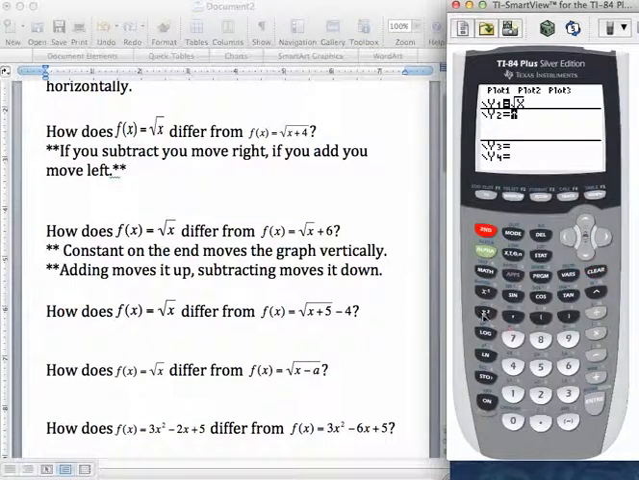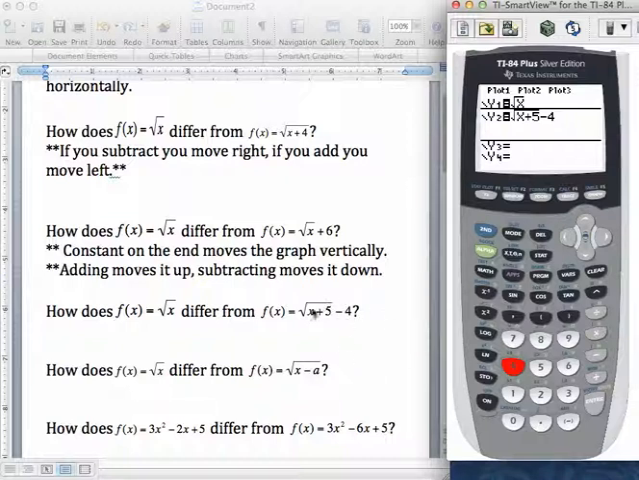So the square root of x plus 5, and then we move over, and then I put minus 4. Without even graphing, let's say I didn't have a calculator. Before I even graph this, we should already be able to reason that the constant on the end will move it down 4.